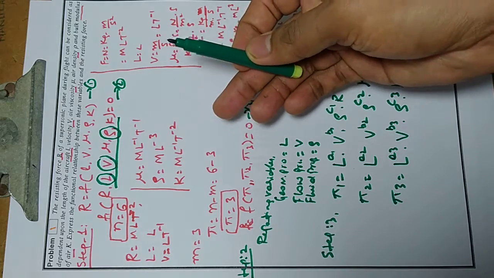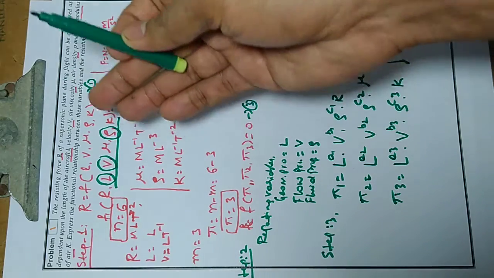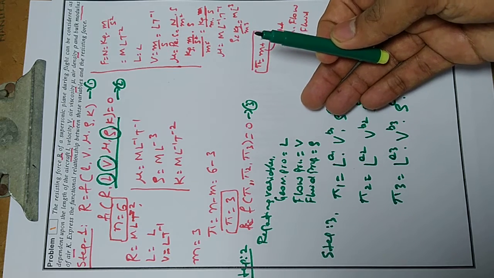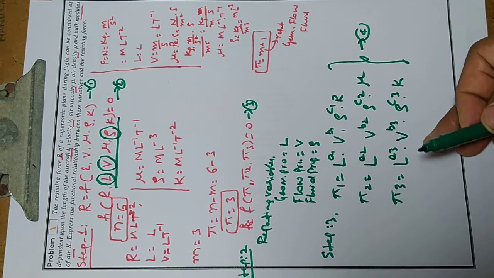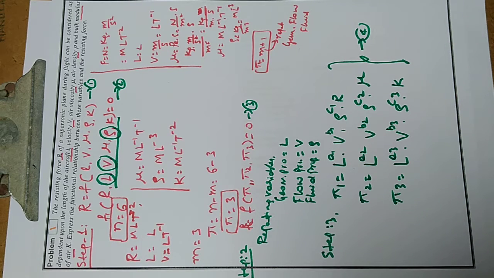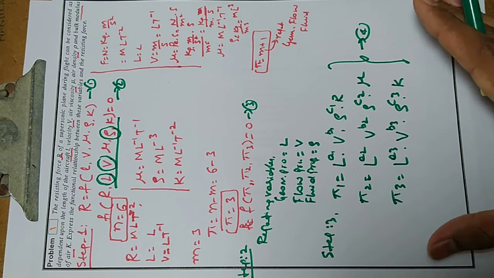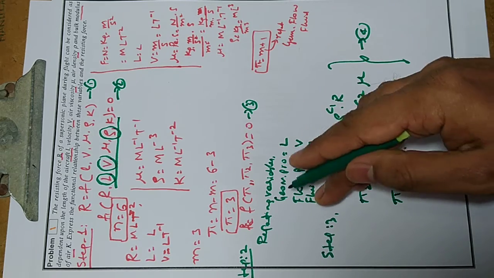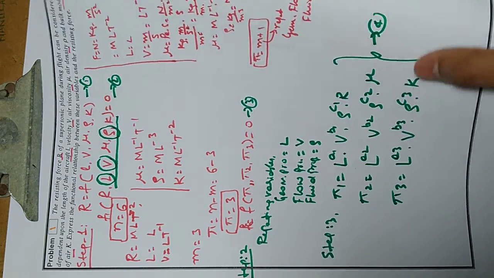Suppose any one parameter is not present, say the geometric property, don't worry, leave that one and take the remaining flow and fluid properties. Later we write the pi terms, then we solve them one by one. This is the next step, a very simple one. Writing up to here is very basic. Don't make any mistakes in choosing the repeating variables.